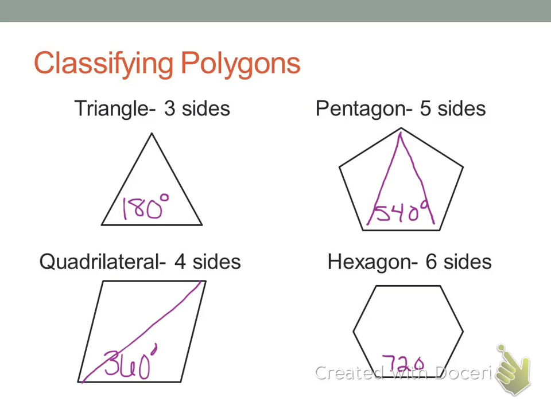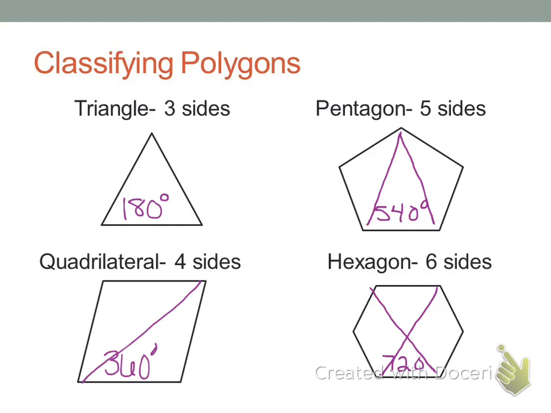720 degrees. And guess what? I could divide it into 4 triangles. Okay? That would equal 720 degrees when you add 180 4 times. So, classifying polygons, make sure that you have their angle measures memorized. It's a lot easier to solve.